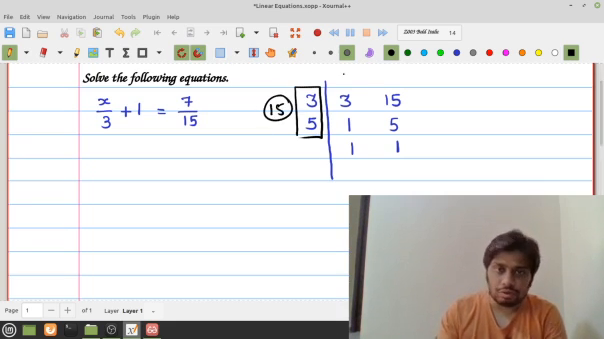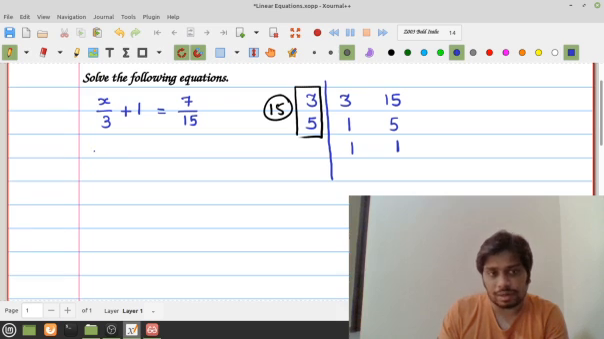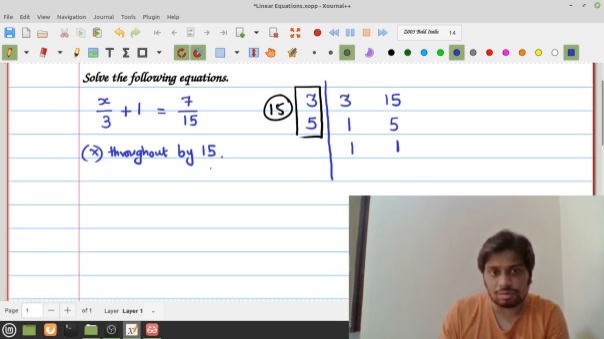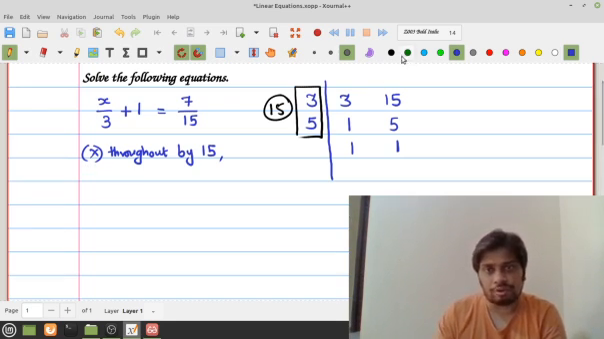So what we are going to do here is multiply throughout. I just write it over here: multiplying throughout by the LCM of the denominators, which we have got as 15. So multiplying throughout by 15. Now in the examination, please do not write this shortcut multiplication sign which I have written over there. You just write it in complete form.